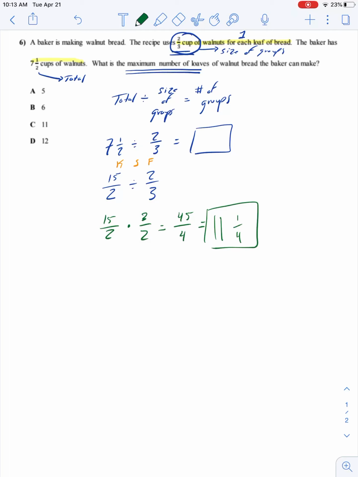All right, now here I have 11 and 1/4. The question is asking, what is the maximum number of loaves of walnut bread the baker can make? Well, the maximum number is going to be 11, because you can't make an entire loaf with 1/4 of walnuts. You need 2/3. All right.